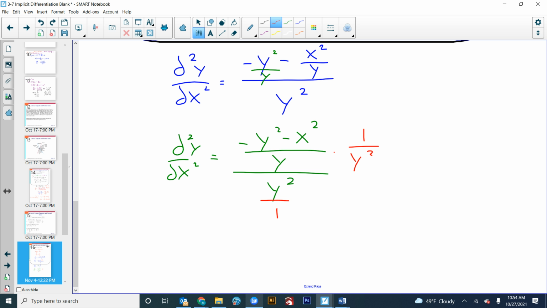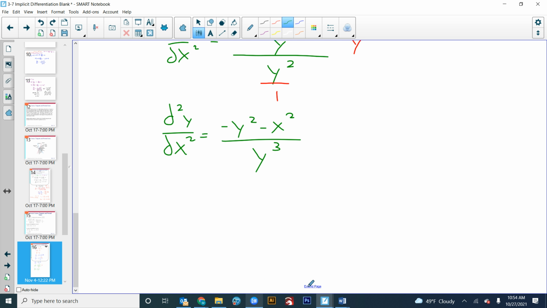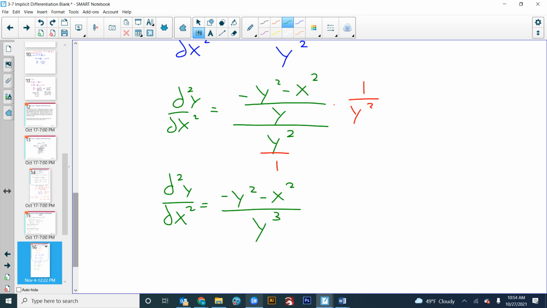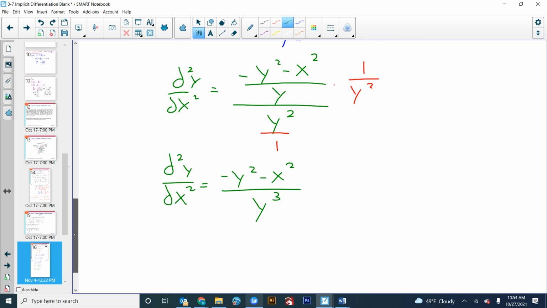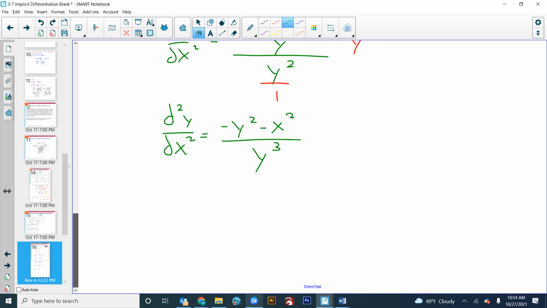All right? So we have negative y squared minus x squared over y cubed. And now we have it written as one nice fraction, isn't it? Ready for the final answer? Should we box it in?